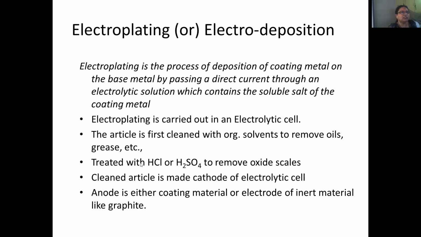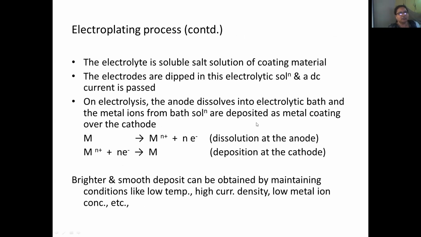Then the cleaned article is made the cathode of the electrolytic cell. So this is the main point in this. And then the anode is either the coating material or an electrode of an inert material like graphite. So basically here the base metal, which is to be coated, is made cathodic in nature. The electrolyte is a soluble salt solution of the coating material.